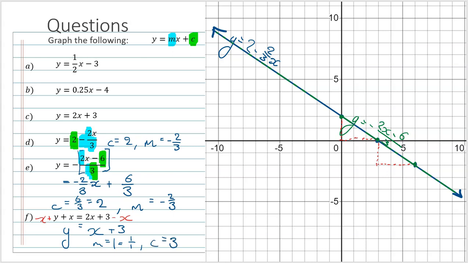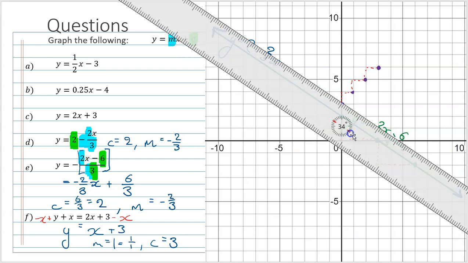Graphing this, I'm going to look for 3 on the y-axis. So grabbing my purple pen, 3 is over here. And then for every one we go up, we go 1 across. So up 1, across 1, up 1, across 1, up 1, and across 1. Marking all the points. Here, here, and here. And then grabbing the ruler.